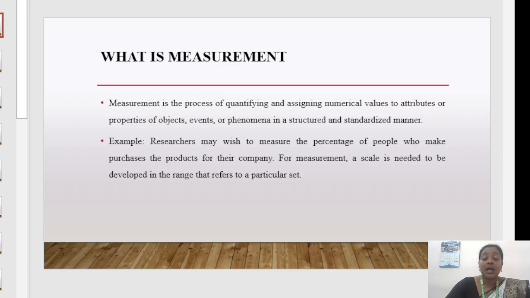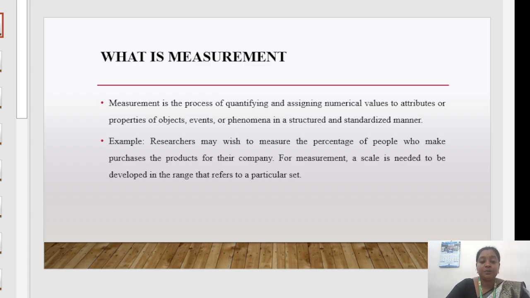In social science and management research, many variables such as employee satisfaction, customer loyalty, motivation, leadership effectiveness, and organizational commitment cannot be directly observed or measured. Therefore, researchers use measurement and scaling techniques to quantify these concepts and make them suitable for statistical analysis. Accurate measurement enhances the quality, reliability, and validity of research findings, thereby contributing to better decision making and theory development.